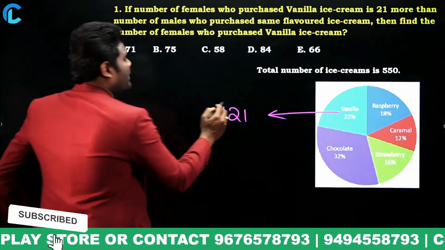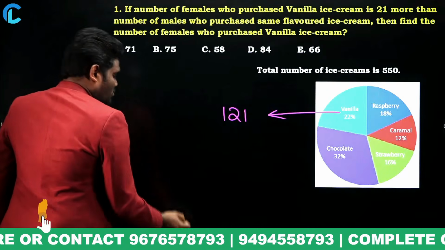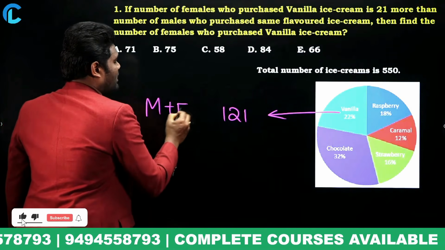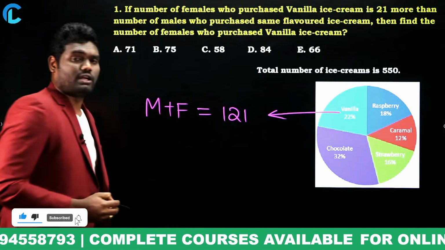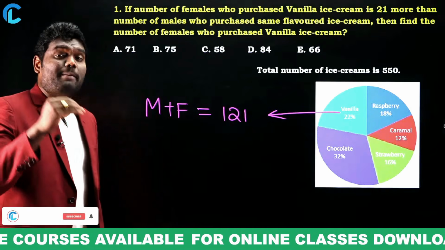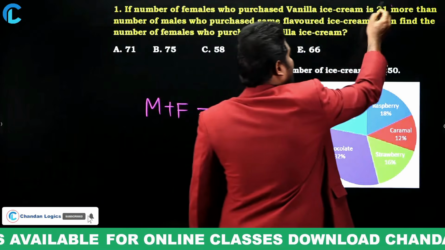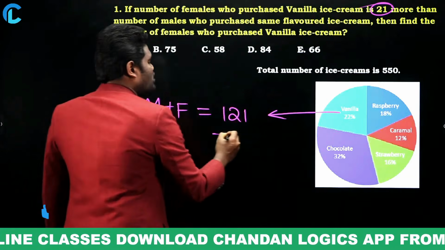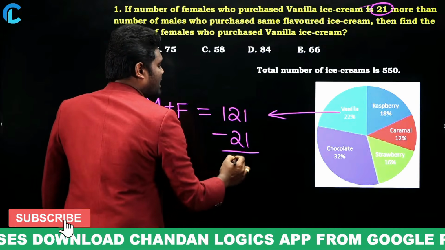Now this 121 is nothing but male plus female combined together. Yes or no? In the question it is clearly said, females are having 21 more than males. Yes or no? So I am subtracting the 21. When I subtract the 21, the remaining is 100.